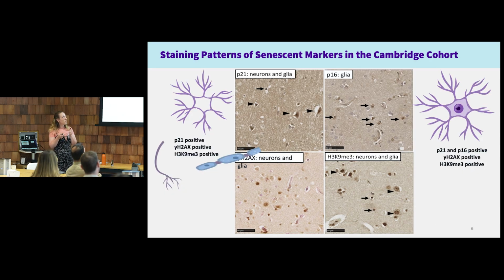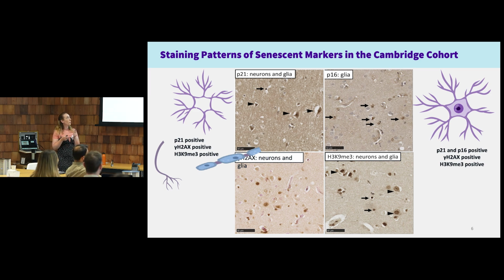I wanted to show you some of the initial staining results in our first Cambridge cohort. This comprises 99 individuals. With this project, we've looked at a number of different potential senescence markers, and it's important to say that there isn't any one marker that can definitively prove a cell is senescent, and instead we look for a panel of markers that are indicative of this senescence phenotype.